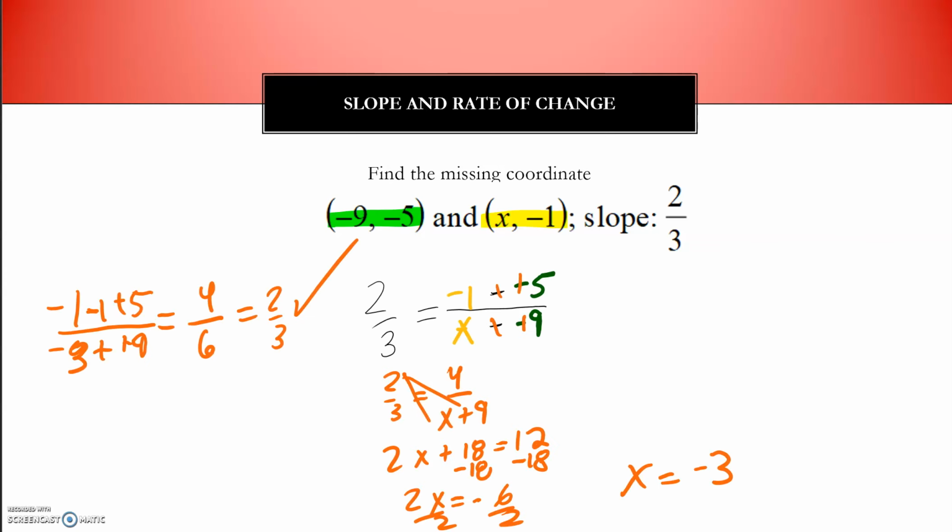And the missing coordinate is x equals negative 3. So do it the same way that we did before, except for x2 is now the missing value. So simplify and cross multiply. I get 2x plus 18, since the denominator on the right becomes x plus 9, equals 12, since the numerator on the right becomes 4. Subtract 18 from each side, I get 2x equals negative 6. Divide both sides by 2, and x is negative 3. Plug it back in to check. I get 4 over 6, which is 2/3, which is what I was looking for.